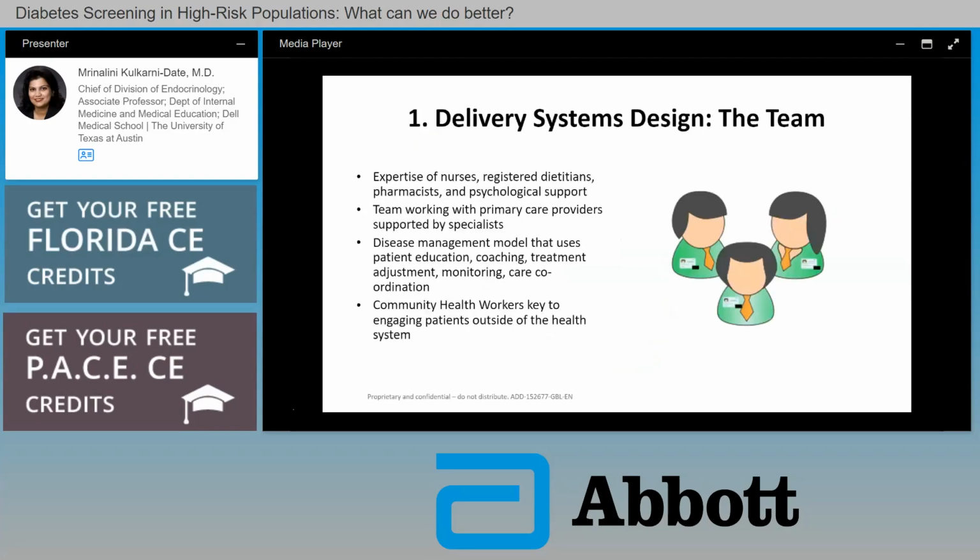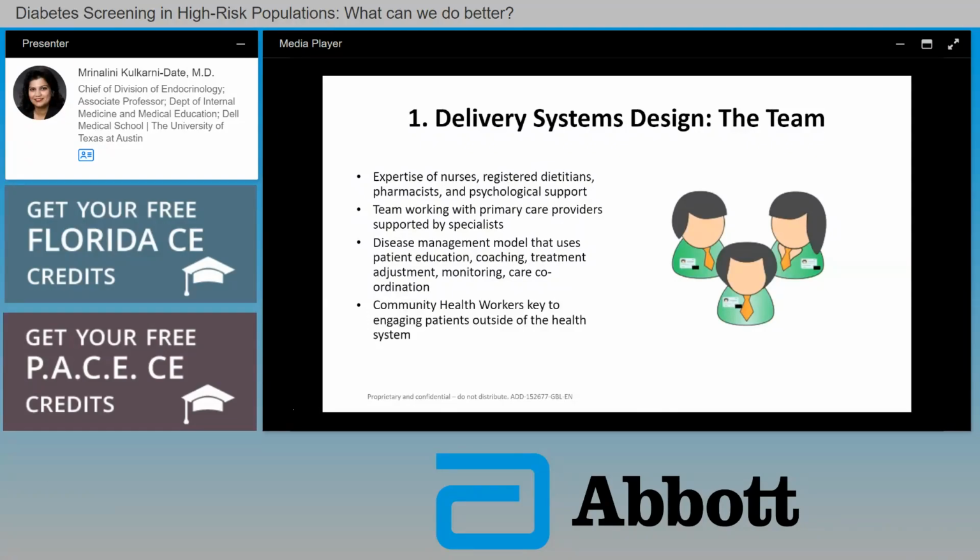So how do we do this? Well, the team is really important to this delivery system design. It's not just having a clinician, you need to have a multidisciplinary team of individuals. That means having nurses, registered dietitians, pharmacists, psychological support. I've had a health coach in my clinic before. Social work is absolutely important to help connect my patients to funding and resources in the community that they can access. And we need a team working with primary care clinicians that are supported by specialists.